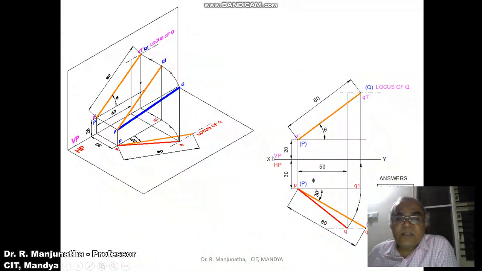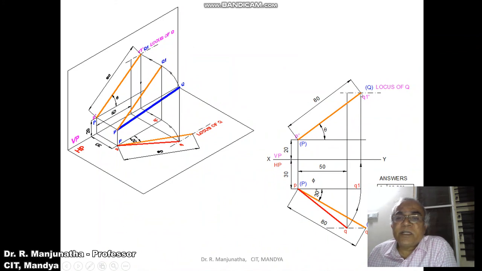So similarly, in the orthographic view also we have shown 20 mm, 30 mm, and then you know the locus of Q because we have the true length and its inclination. Then once you have the distance between the end projectors which cuts the locus of Q here, you are going to get the small PQ. Then here, when you make it parallel to VP and you project it, you know the true length, which is 80 mm.